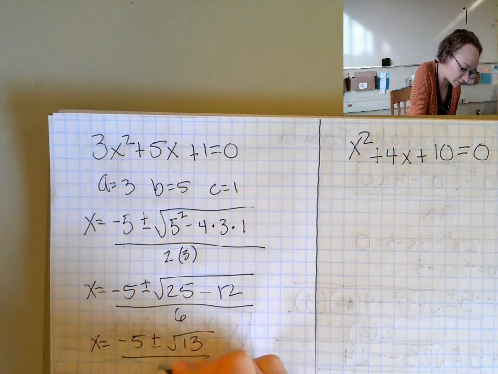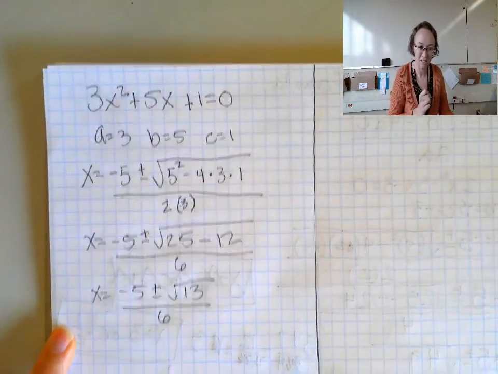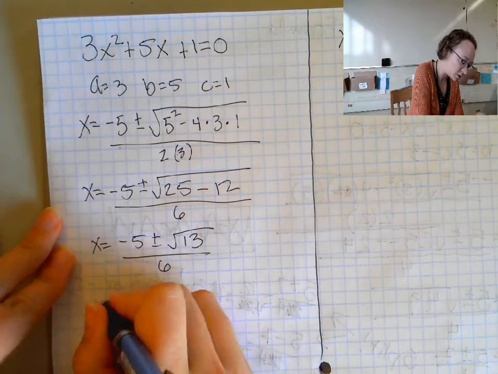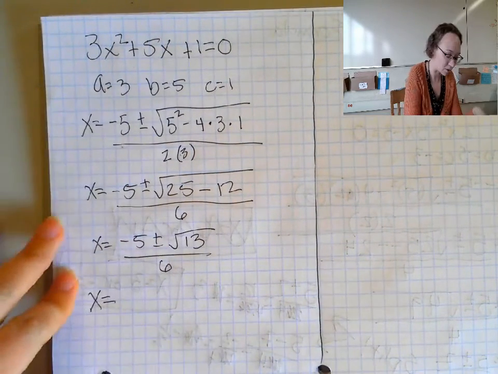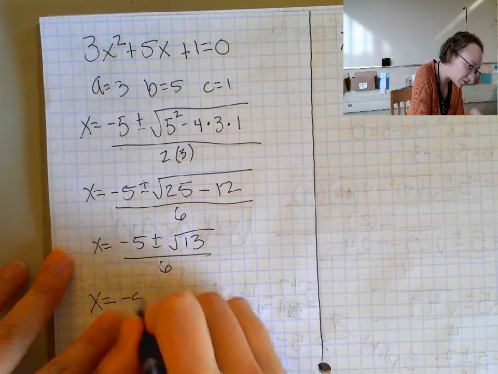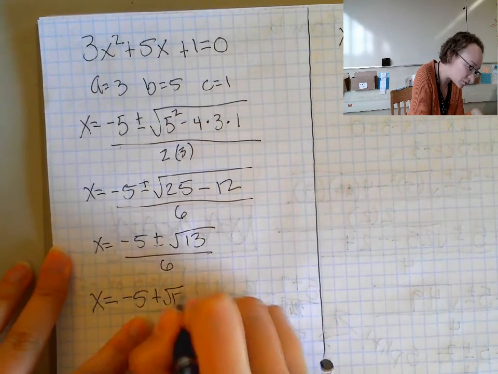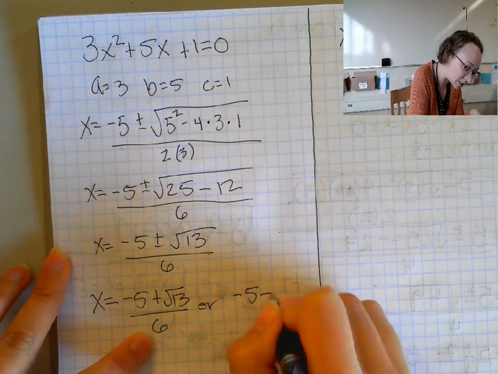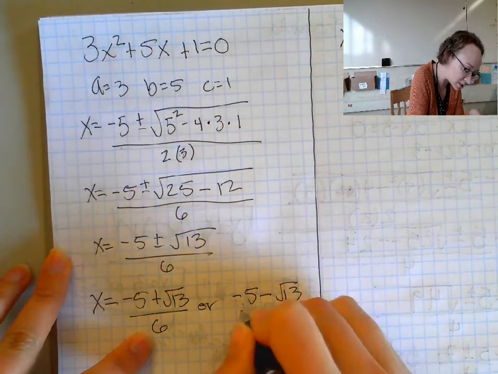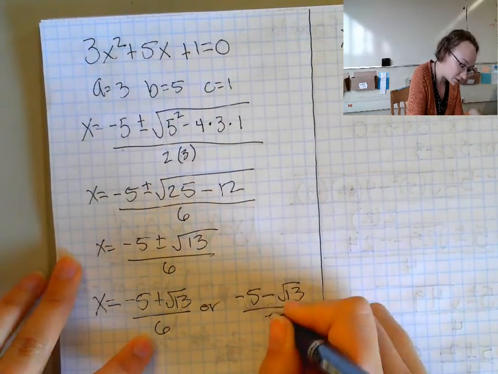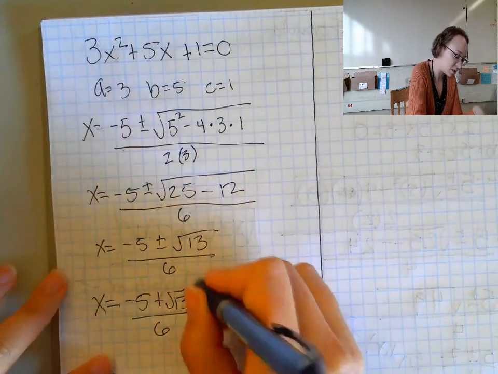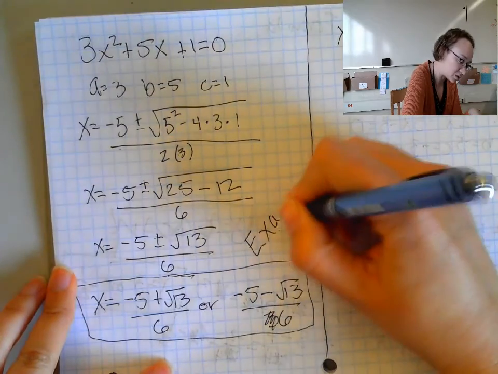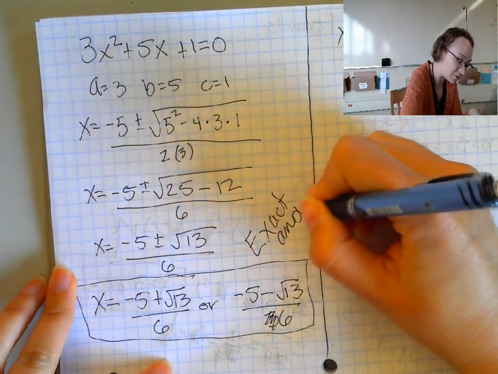That doesn't look very promising, does it? Yikes. Can't take the square root of 13. That's going to be an irrational number. So, I guess I can, but it'll be an irrational number. So x equals negative 5 plus the square root of 13 over 6, or negative 5 minus the square root of 13 over 6, and not 3, 6. So these right here are the exact answers. Just like that. You can just leave them that way.